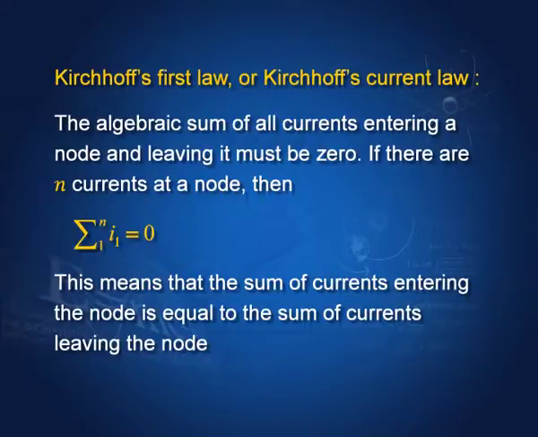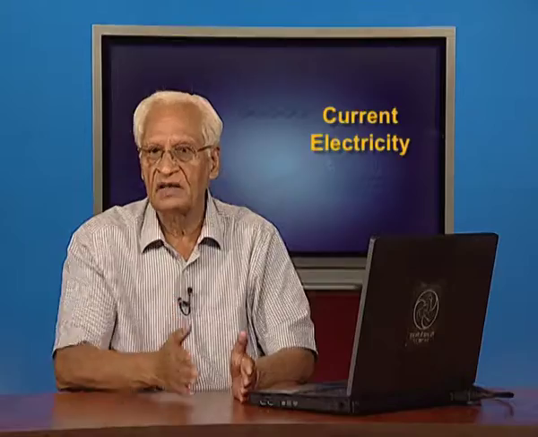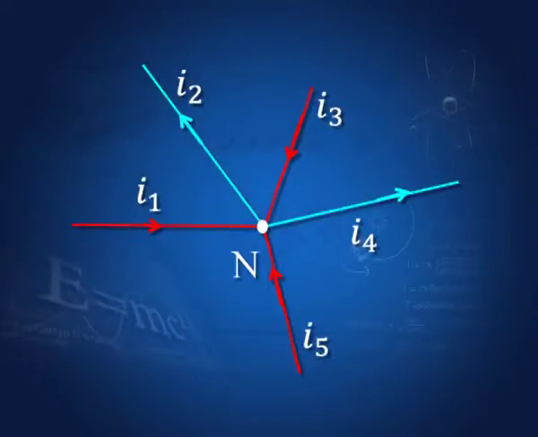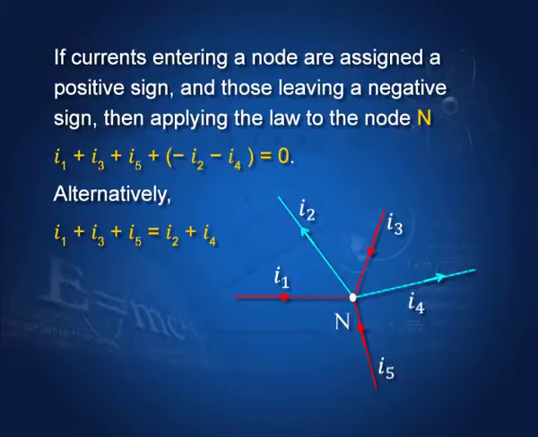It says that if there are n currents at a node, then the sum of these n currents must be equal to 0: I1 plus I2 plus I3 plus I4 must be equal to 0. To understand this, take this example. At this node, the currents coming in are I1, I3 and I5, and the currents leaving are I2 and I4. If I give a positive sign to the currents coming in and a negative sign to the currents leaving, then I have I1 plus I3 plus I5 minus I2 minus I4 equal to 0, or I1 plus I3 plus I5 is equal to I2 plus I4. That is, the sum of the currents leaving is equal to the sum of the currents arriving at that node. This is the first law of Kirchhoff.